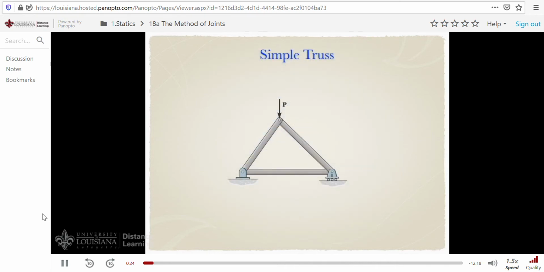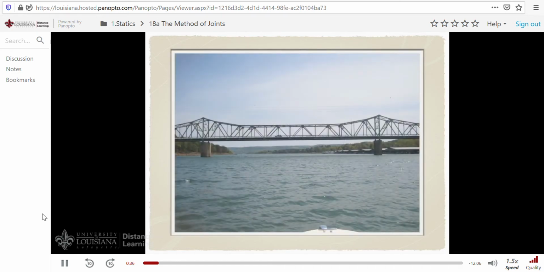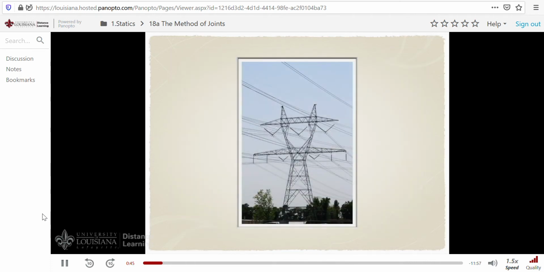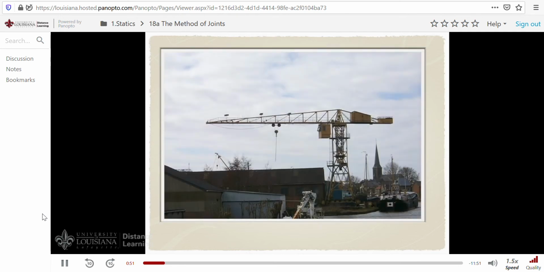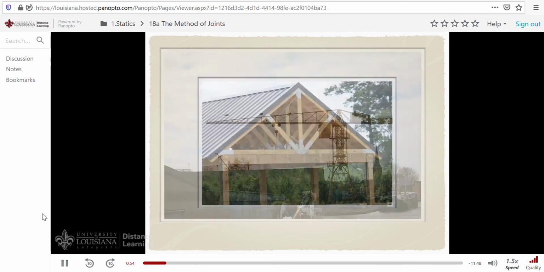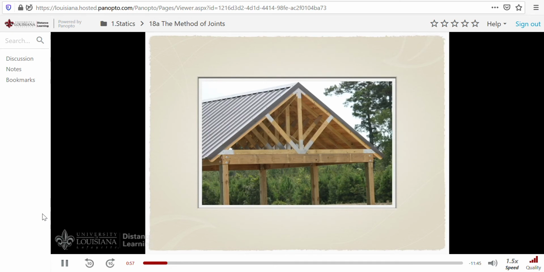You start with a basic triangular element, which is rigid. Then you add to it two members and a joint, and continue to build upon the truss to the shape you want. Simple trusses are often used in the construction of bridges, as in this case, where they're lightweight and they can carry a large load over a long span. Here's an example of a truss that's used in the construction of an electrical transmission tower, or here, for the boom of a crane, or even here, where the roof of this building is supported by a truss made from lumber.